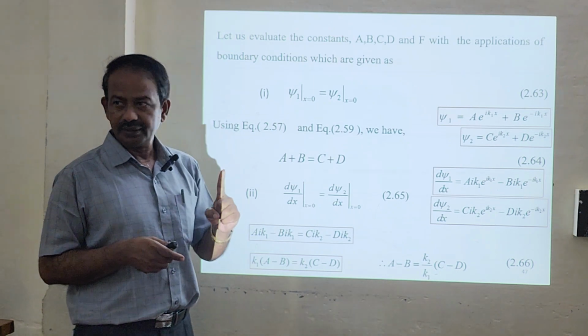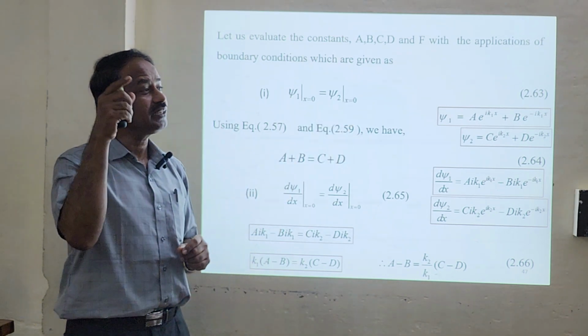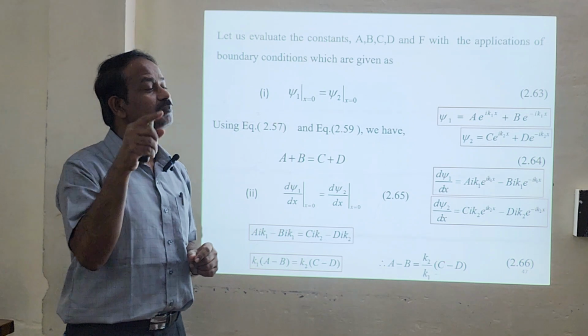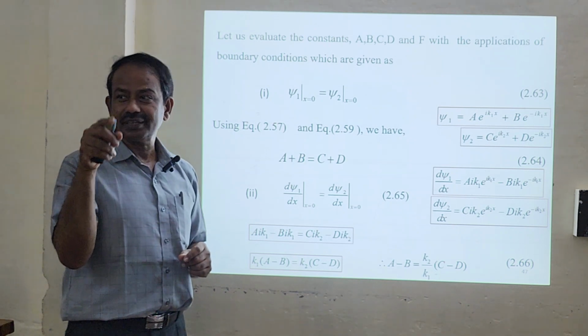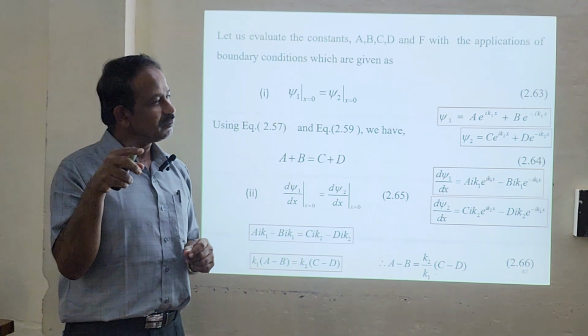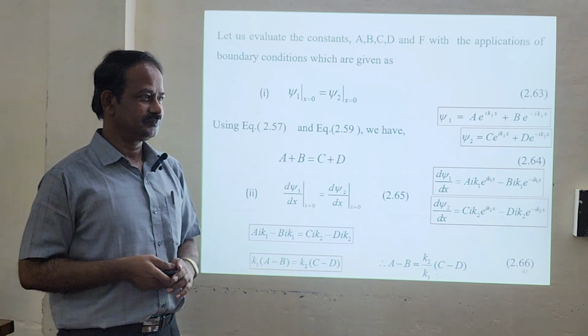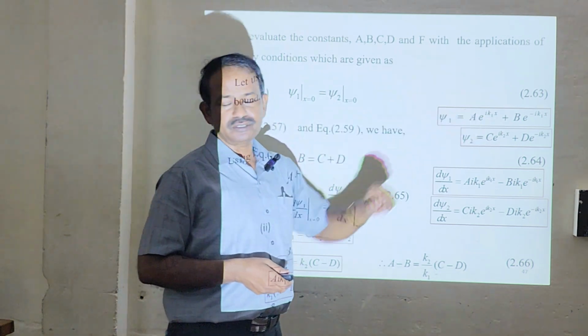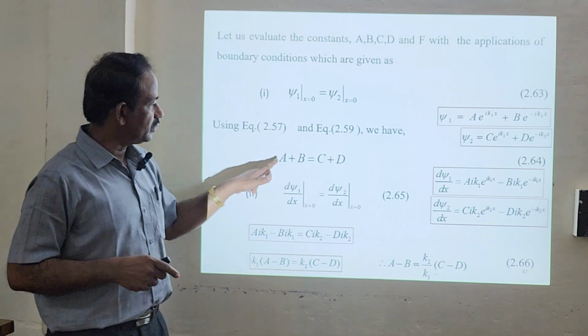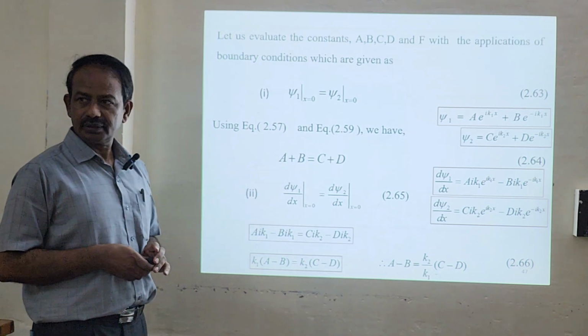So you will get a plus b e power minus ik1x. I can write this as 1 by e power ik1x. So 1 by e power 0, 1 by 1, the answer is 1. So if you substitute x equal to 0 here, you will get a plus b.